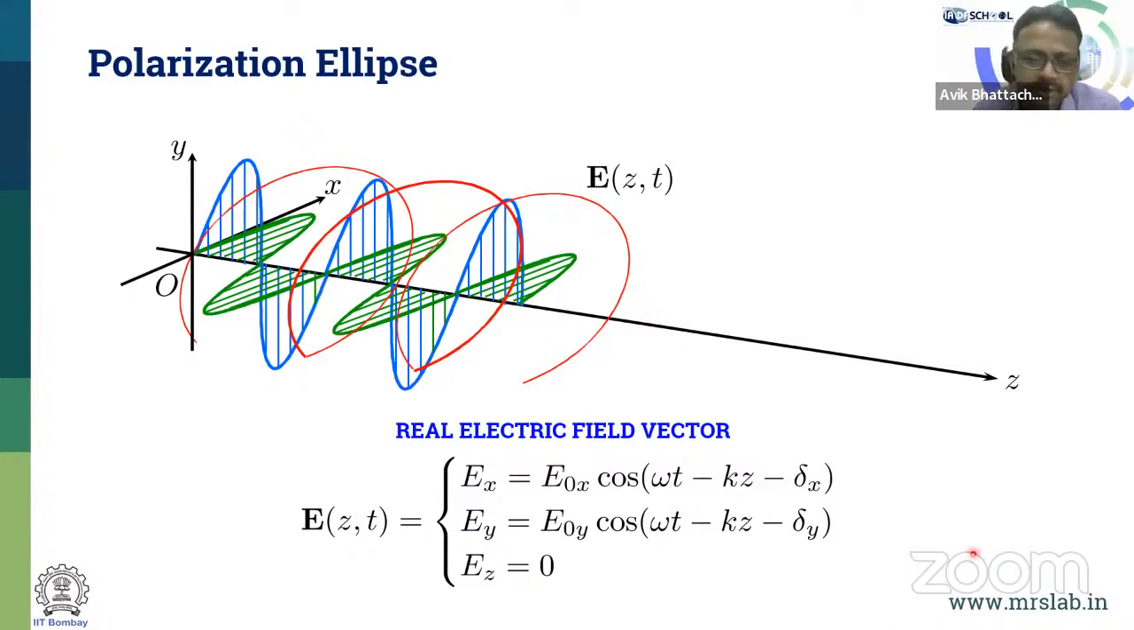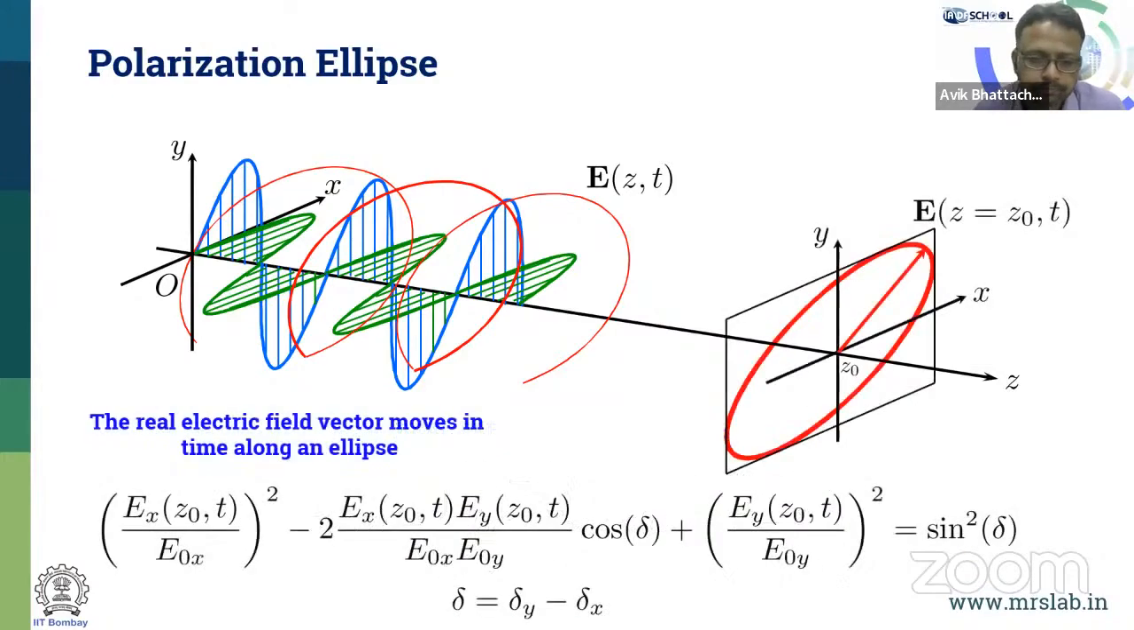And since we consider the wave to be planar, so it's a transverse electromagnetic wave, there is no field. So you do not have anything in the Z component. And the field, as it moves in space, at any instant of time, in a very general form, is a polarization ellipse. It can very well be written in terms of an equation of an ellipse.